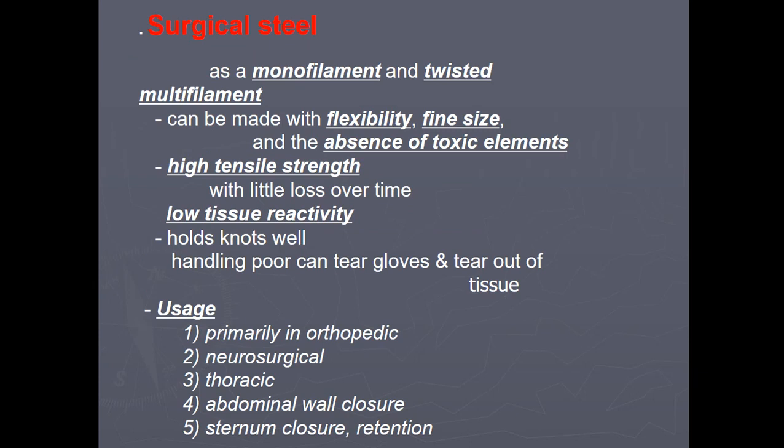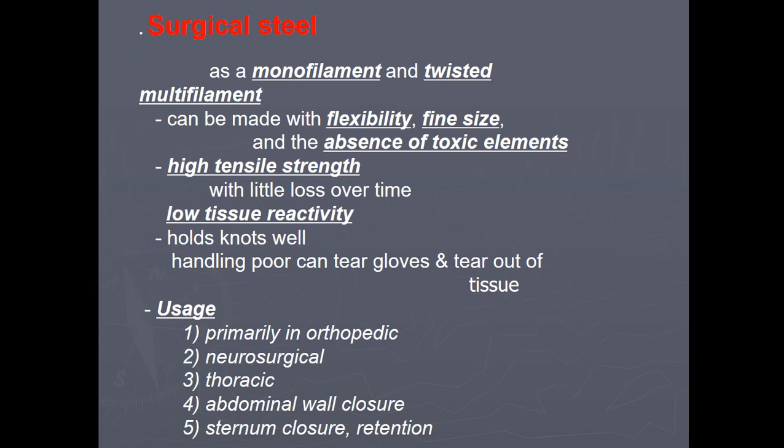And surgical steel: in the olden days, for inguinal hernia repair, before the invention of the suture materials, they were using fascia lata and stainless steel. And nowadays we are using this steel in modern practice also, though not for the inguinal hernia. Usage is primarily in orthopedics, neurosurgery, thoracic surgery, and after, for example, bypass surgery, CABG, for approximating and closing the sternum. Abdominal wall closure, we rarely use it.